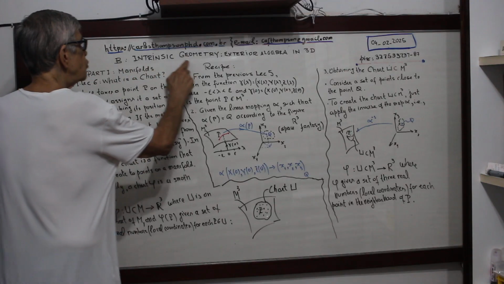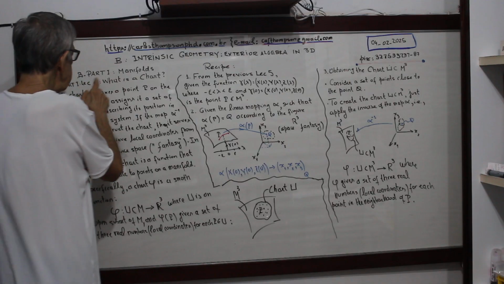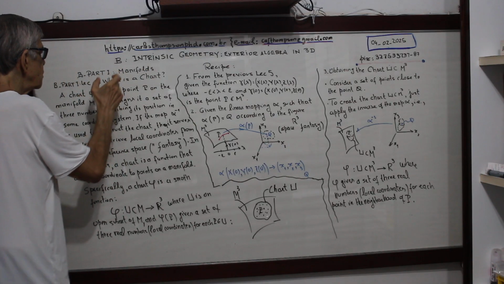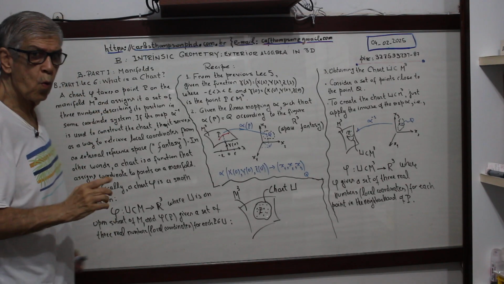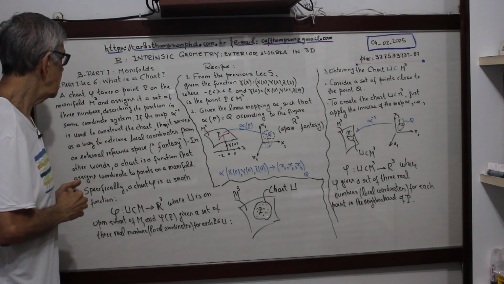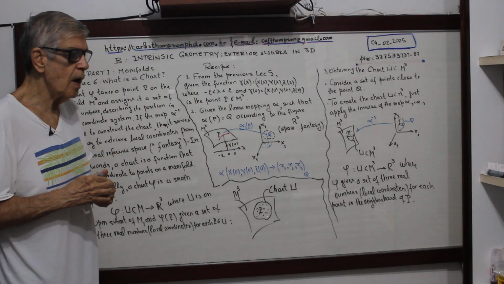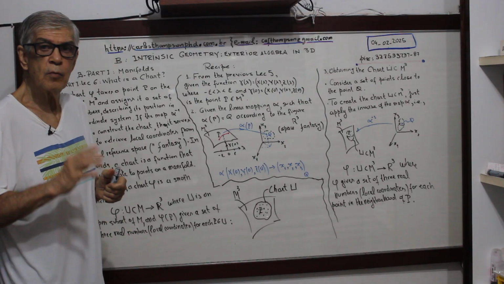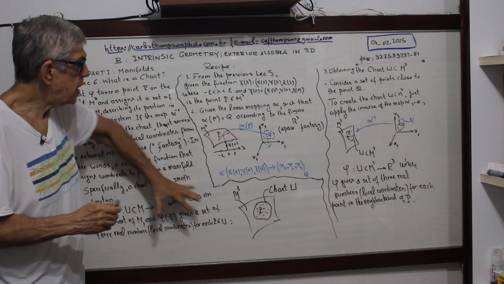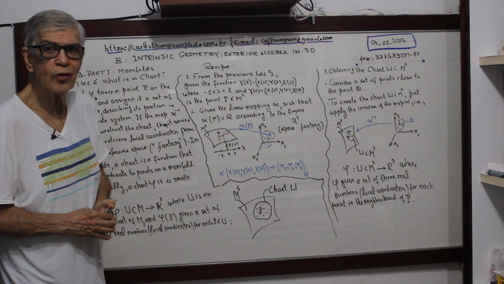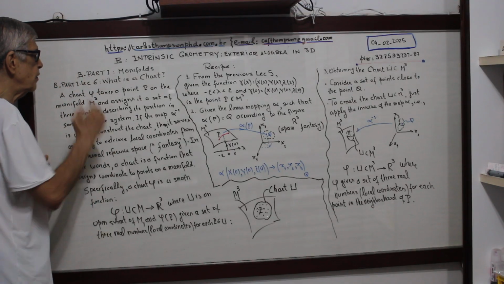B. Intrinsic geometry, exterior algebra in three dimensions. B. Part 1, manifold. Part 1, lecture 6. What is a chart? By the way, in the next video, I will develop a numerical example just to make this more clear. This will be lecture 7.